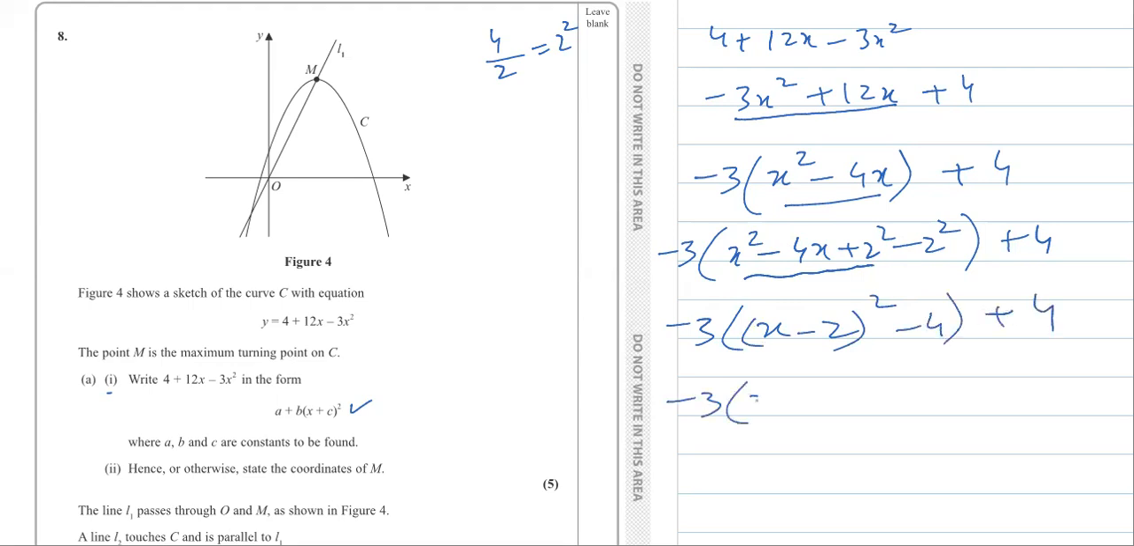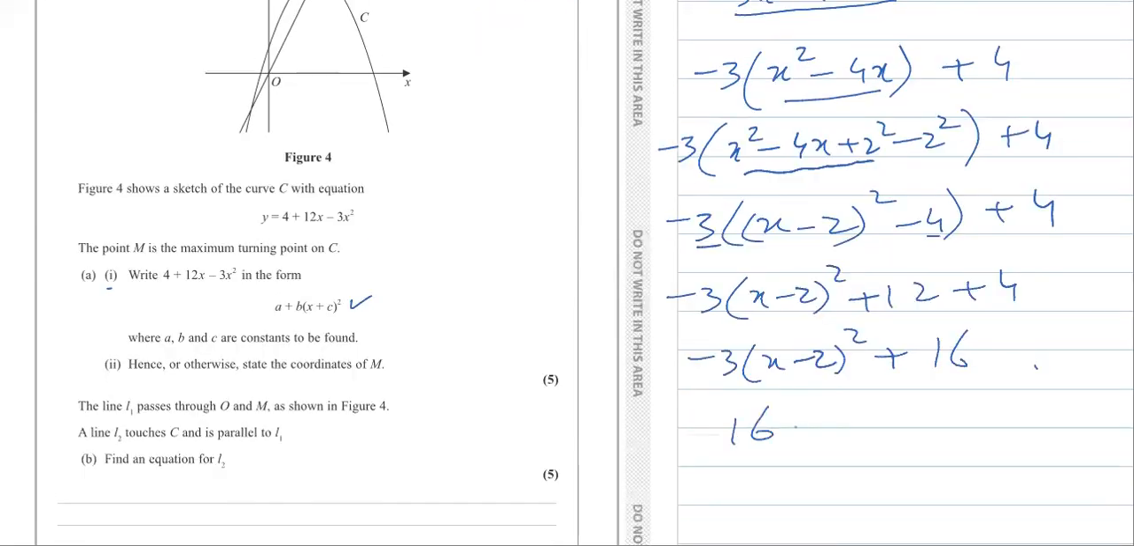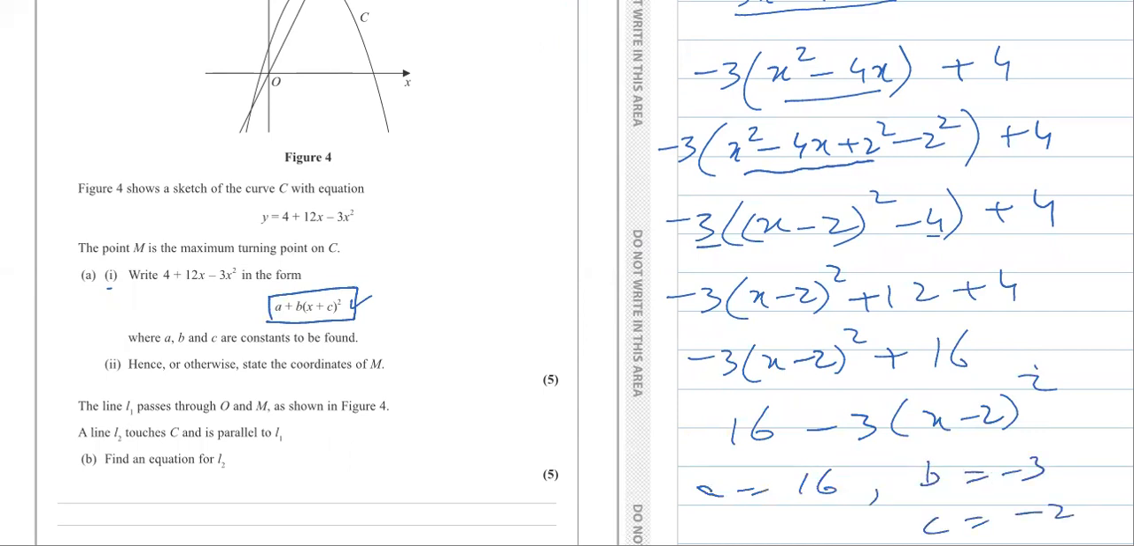It will be minus 3 into x minus 2 squared, and this minus 3 when multiplied with this one will become plus 12, plus 4. So you will have minus 3 into x minus 2 squared plus 16. If you rearrange it a little bit, you can write now 16 minus 3 into x minus 2 whole squared. So that is the required form we have, where a is equal to 16, b is equal to minus 3, and c is equal to minus 2. That is what we found in part A1.